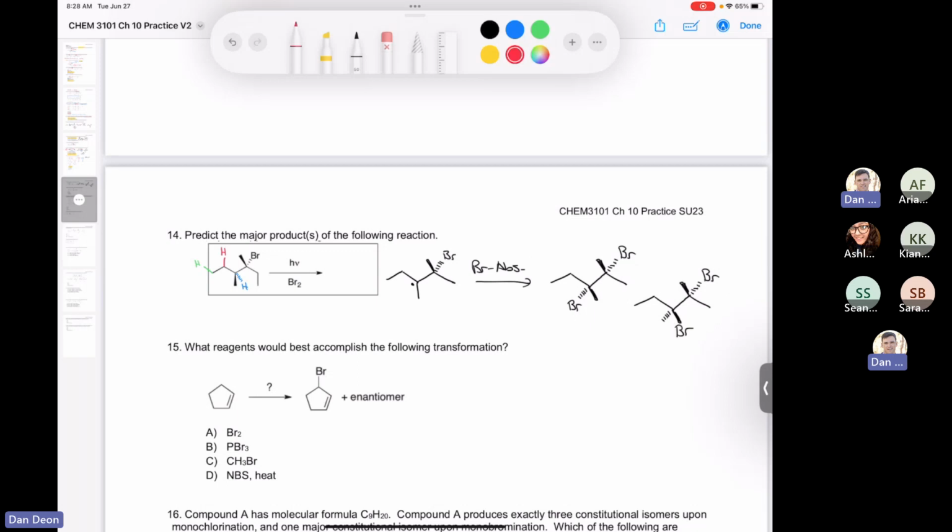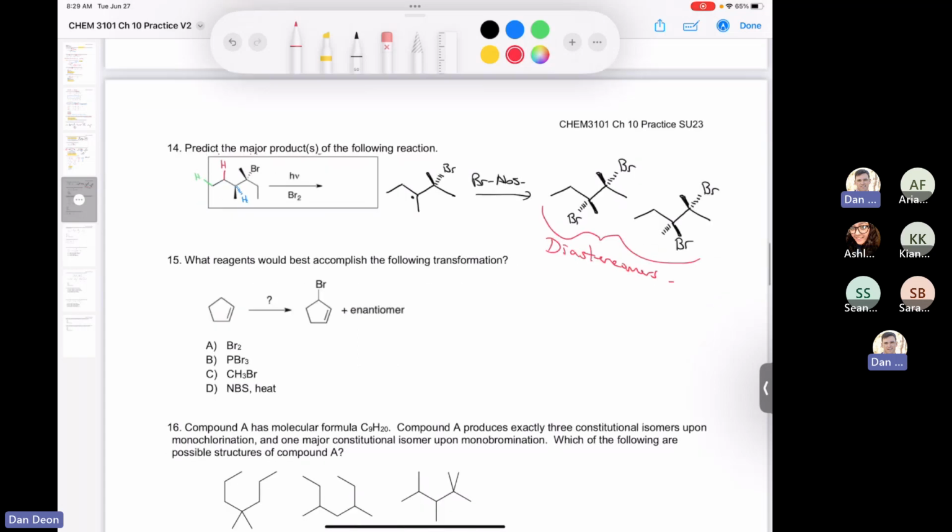Could anybody tell me the relationship between these two compounds? What would the relationship be between these two compounds? One stereocenter remained the same, but the other one is inverted. Exactly. Yes, these are diastereomers. Diastereomers. All right. There we go. The next one.